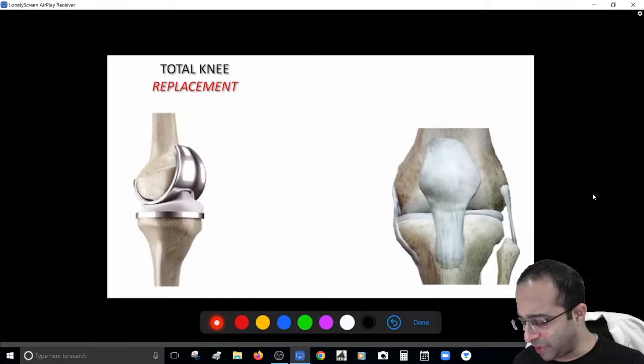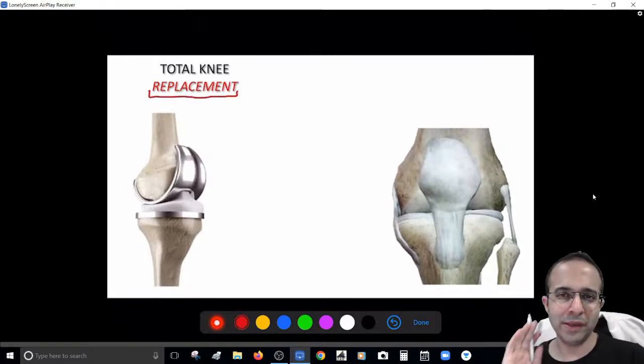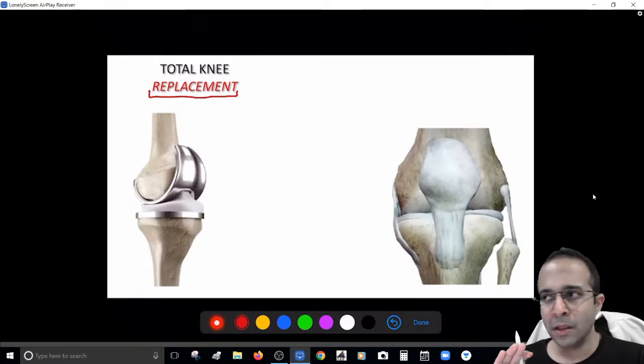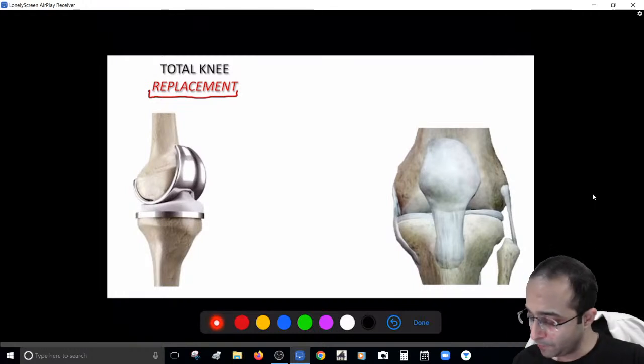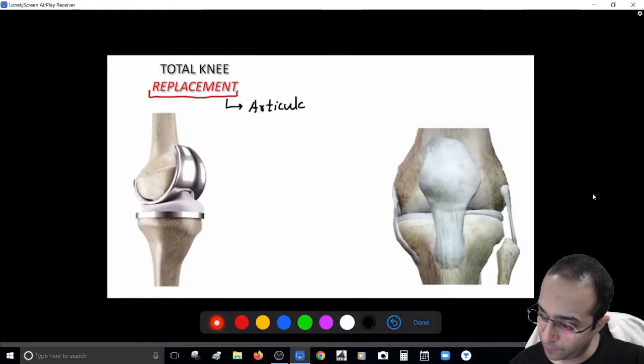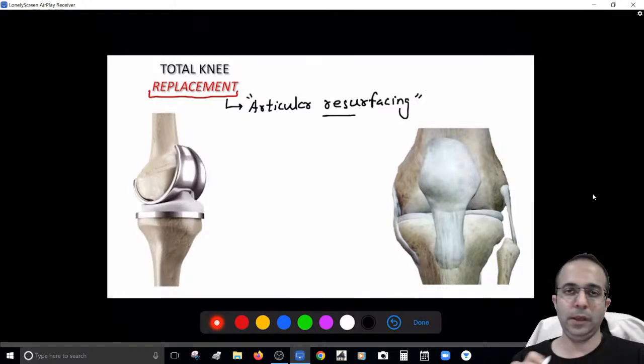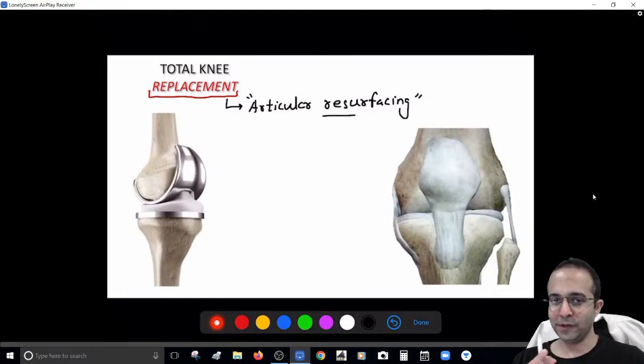Now, I have been speaking again and again this word replacement. So let me just pull my ears here, please. Strictly speaking, I would say the replacement word is a misnomer. Because in reality, a knee replacement surgery is strictly an articular resurfacing. That's it. So what I mean by this word articular resurfacing?